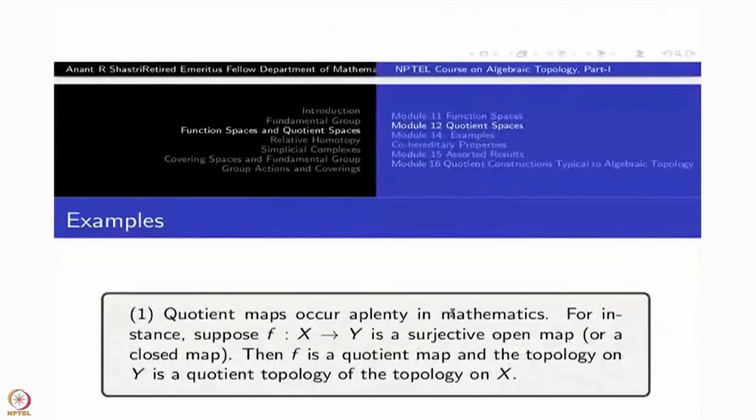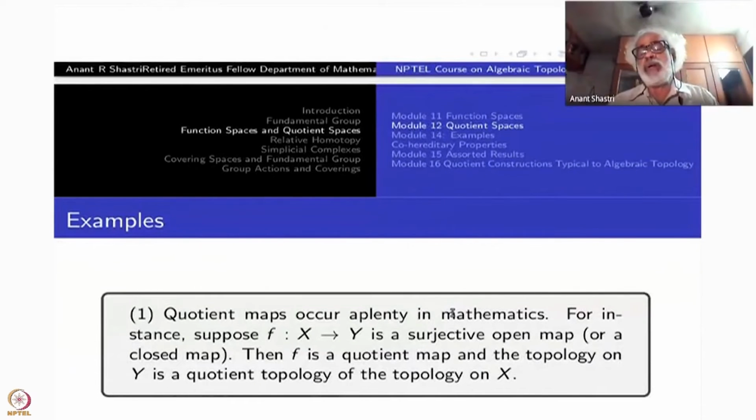Here is an example. Quotient maps occur plenty in mathematics. For instance, take a surjective open map. It will be automatically a quotient map. Surjective, open, and continuous: automatically, it's a quotient map. Why? Because take an open subset in Y, take any subset in Y, its inverse image.